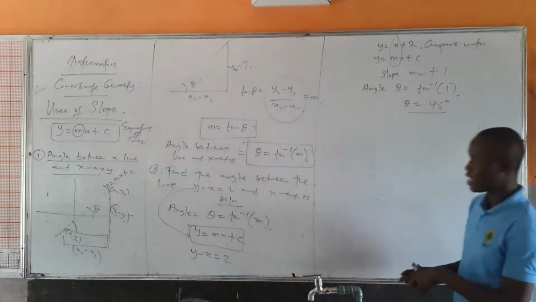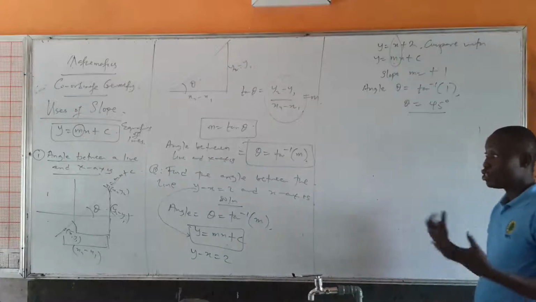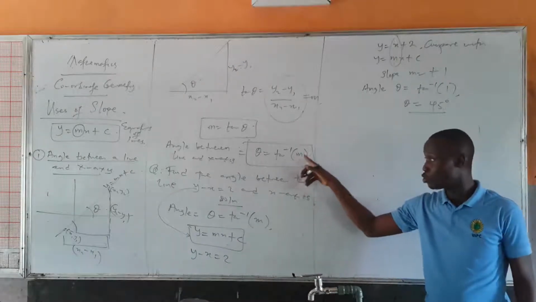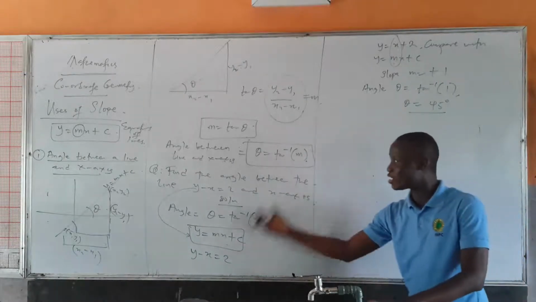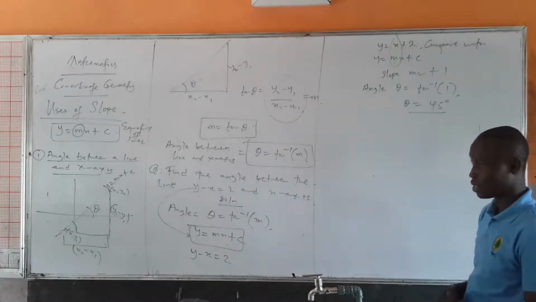So anytime you want to get the angle between a line and the positive x-axis, all you need to do is to get the slope of the line. Once you get the slope of the line, the arctangent of the slope represents what? The angle between the line and the x-axis.